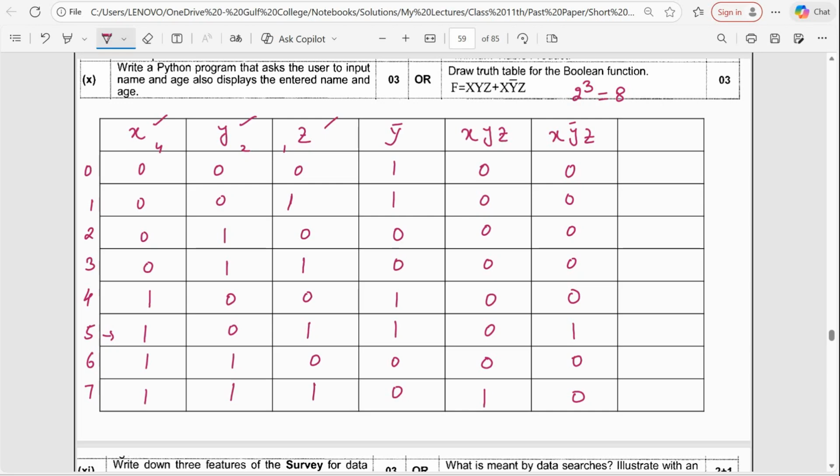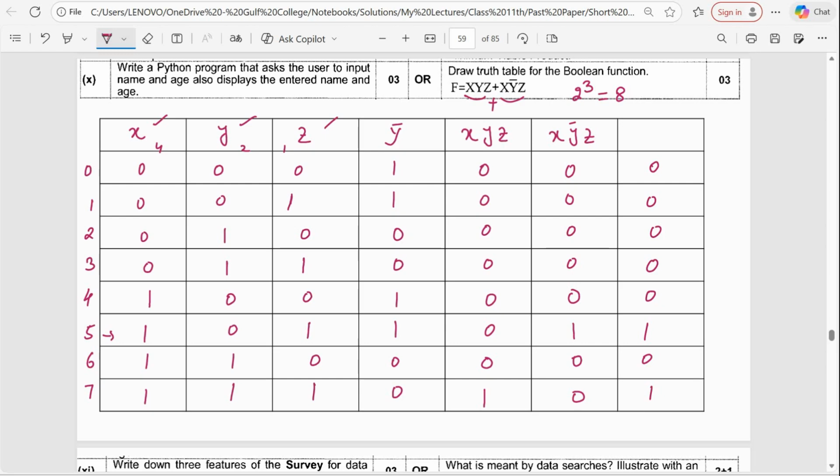Okay. Now, between this and this, there is an OR operation. In an OR operation, if any one of the operands is true, any one value is 1, then it will return true. Okay, you will write 0, 0, 0, 0, 0, here is 1, 0, 1. Okay, this is the result of F.